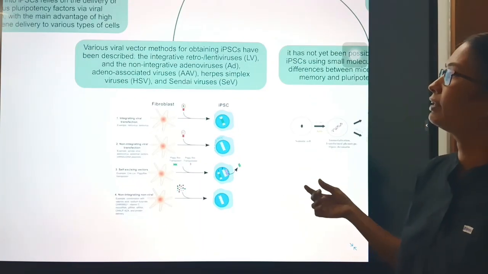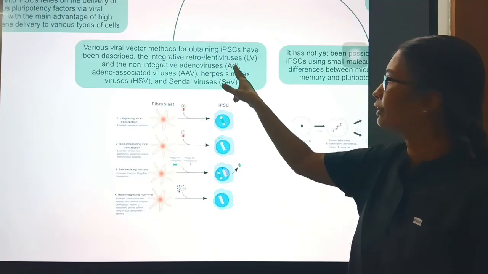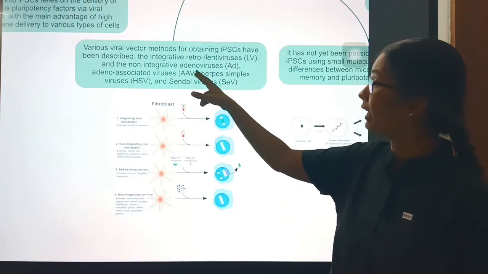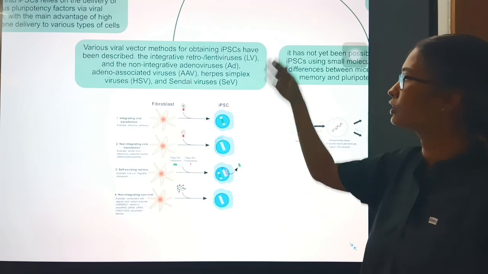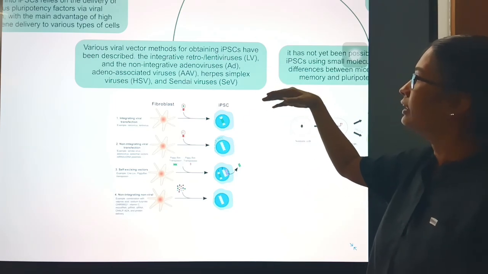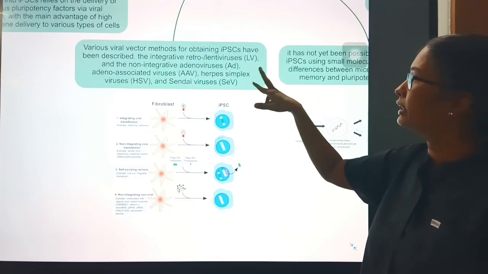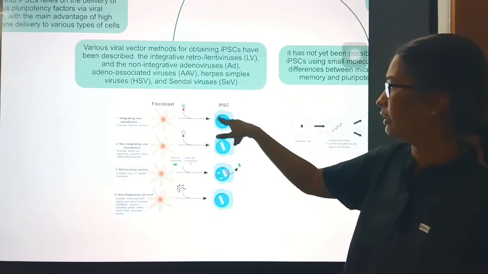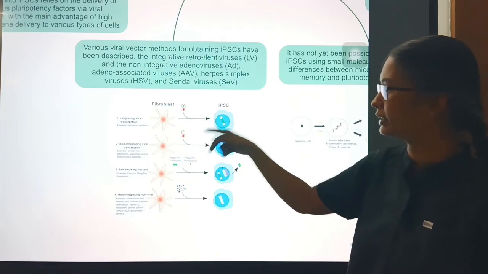So various viral vector methods for obtaining iPSCs have been described. There are retrovirus, adenoviruses and adeno-associated viruses, herpes simplex and lentiviruses. All these are different types of viruses. The retrovirus has partial DNA, so it can bind with the nucleus of that particular host cell, and then it forms the iPSCs here.